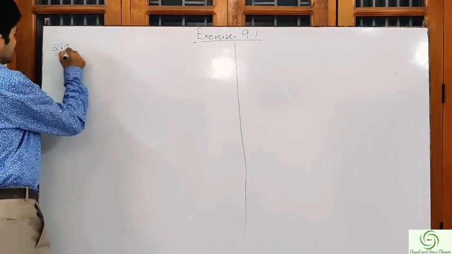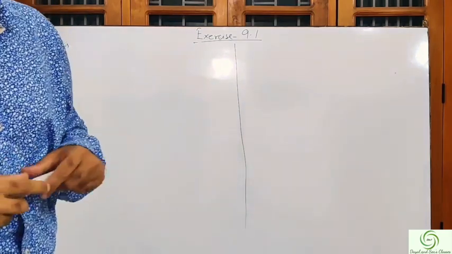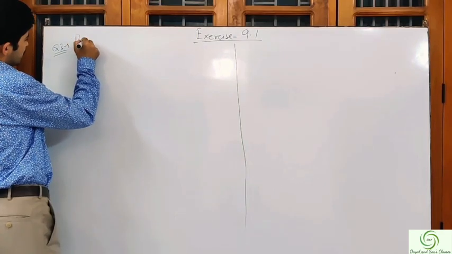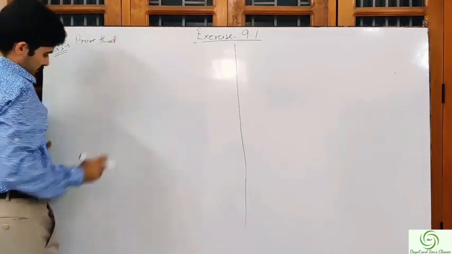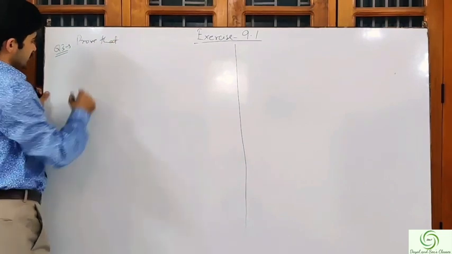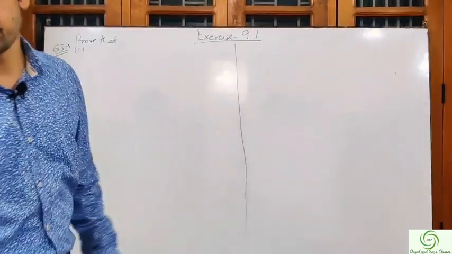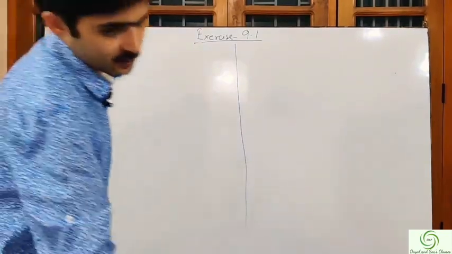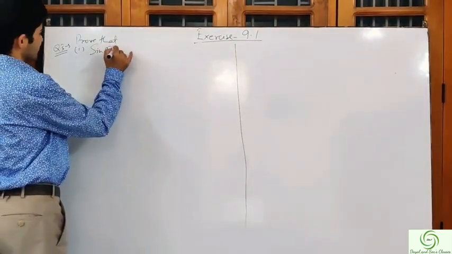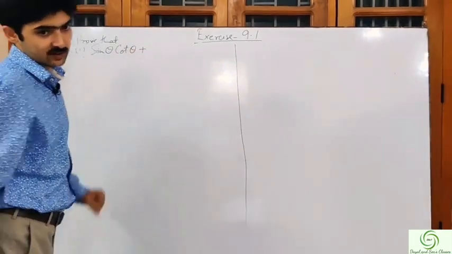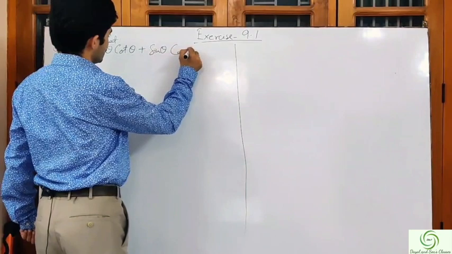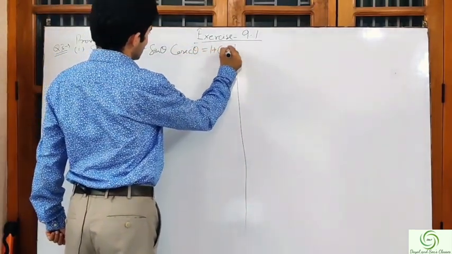Question number 3 says, prove that sin theta cot theta plus sin theta cosec theta is equal to 1 plus cos theta.